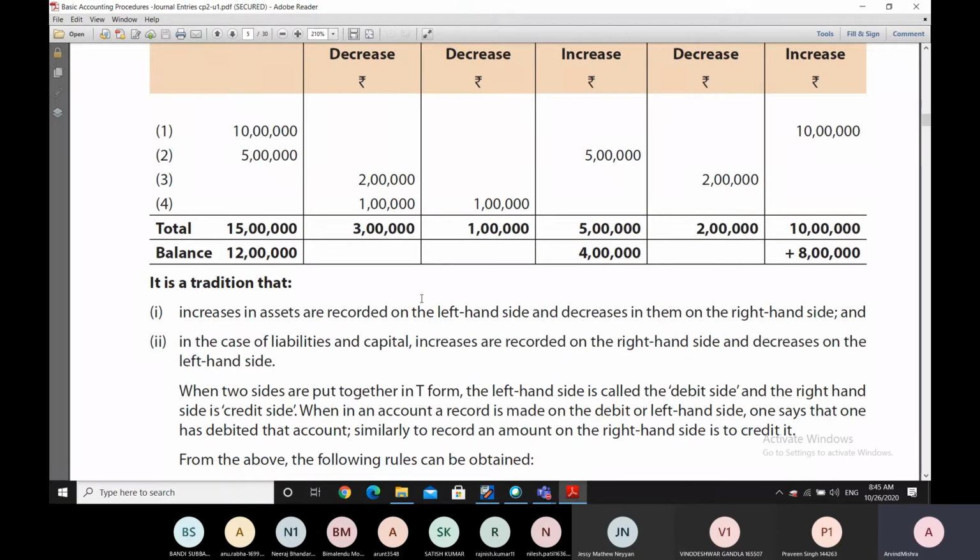So whenever there is an assets account, all the increases are recorded on the left side of it, and all the decreases in the asset account are recorded on the right hand side of it. Whereas in the case of a liabilities account or a capital account, all the increases are recorded on the right hand side and all the decreases are recorded on the left hand side. And in fact, all the accounts are divided into these three categories. Either they are part of the capital account, or they are part of the liability account, or they are part of the assets account.